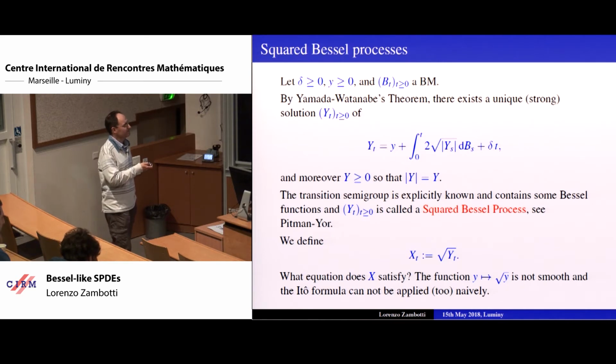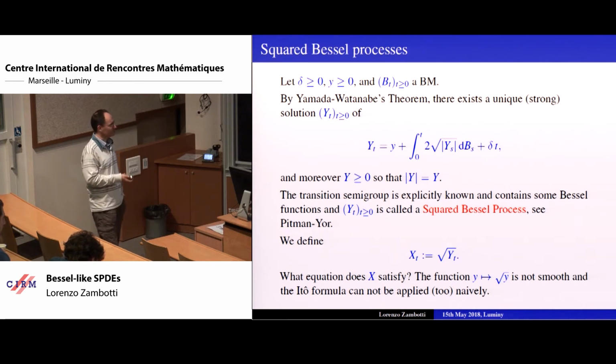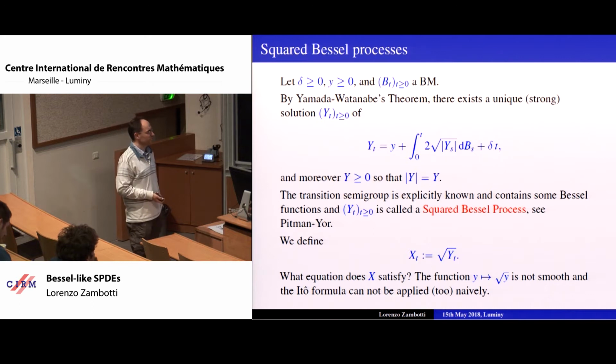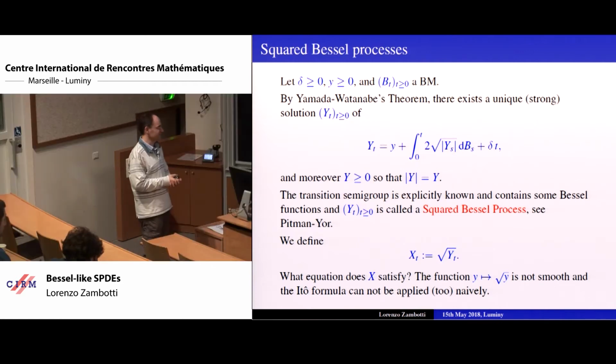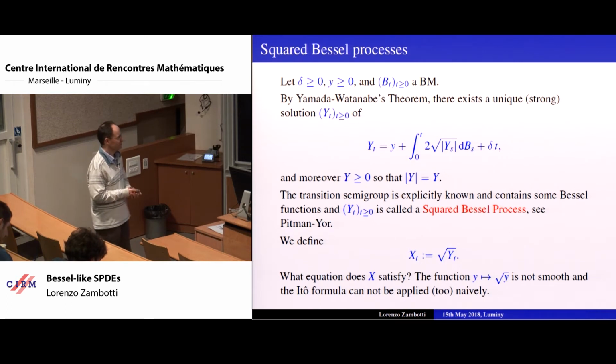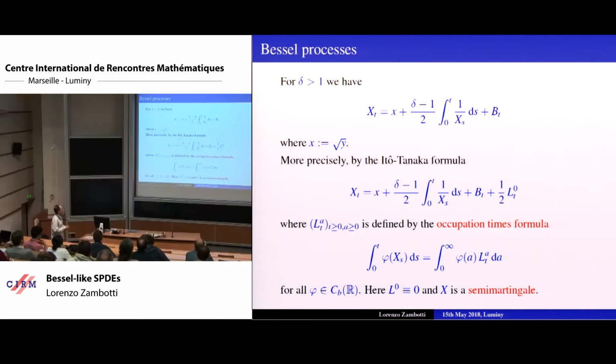Now, in fact, the Bessel process is the square root of the squared Bessel process. It is defined like this, which is okay because Y_t is non-negative. Now the question is, what is the equation that X satisfies? This is not completely obvious because the function y to square root of y is not smooth at 0, and the Ito formula cannot be applied too naively. At least for delta strictly greater than 1, one can show that the Ito formula essentially works correctly, and this is the SDE.